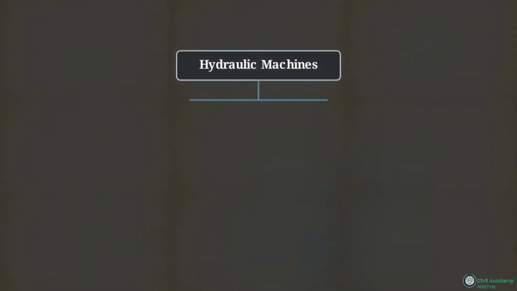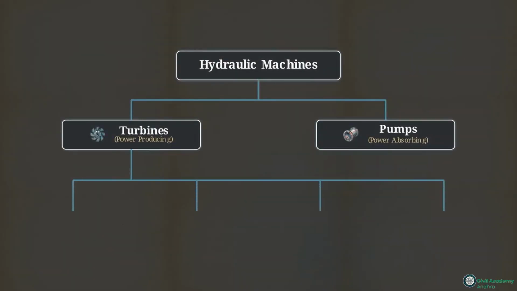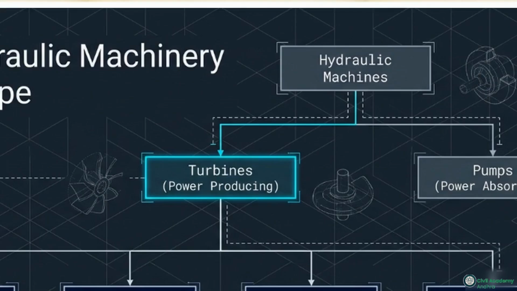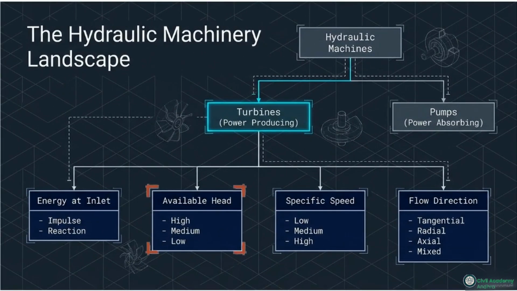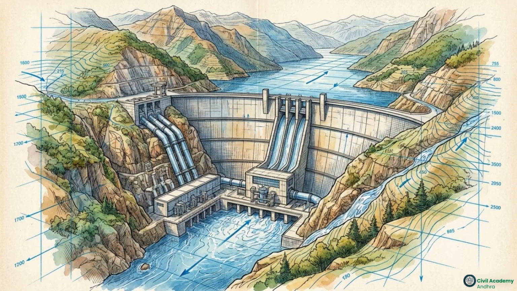Now that we have the baseline mechanism, we can map out the structural framework. This flowchart classifies every turbine type you are required to know for the AEE exam. The specific machine an engineer selects depends on two main variables: the available head, categorized as high, medium, or low, and the flow direction, which can be tangential, radial, or axial. This categorization framework guides site-specific selection.